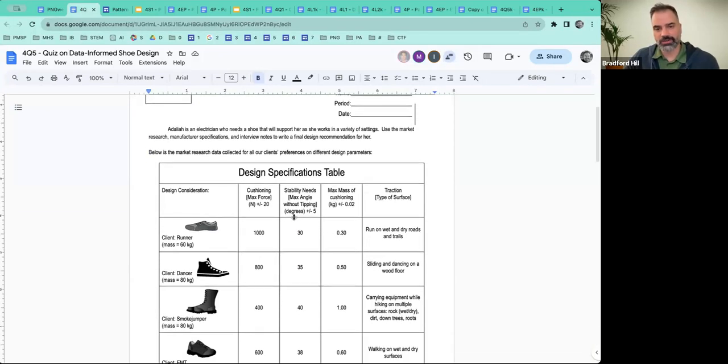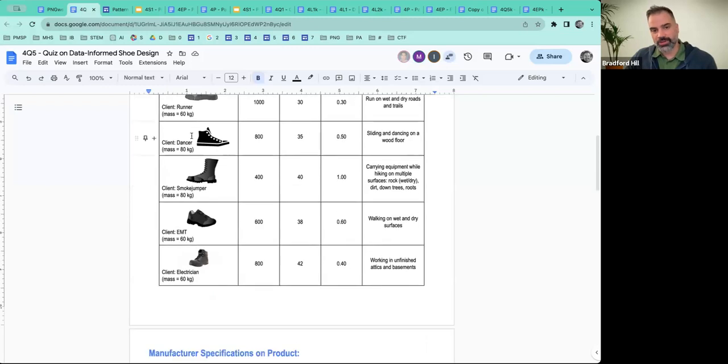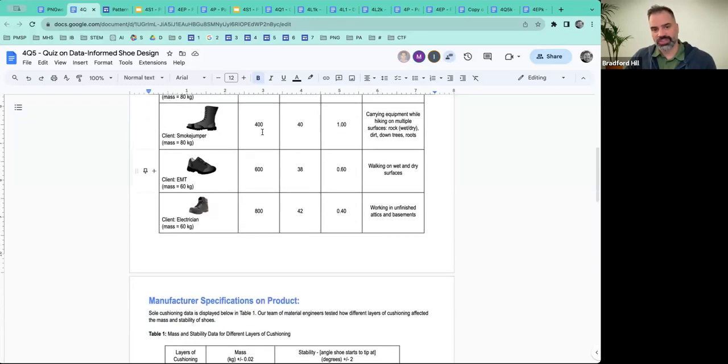I'll say it one last time and then I'll hand it over to Matt. So they have one table about shoes and what the clients need.